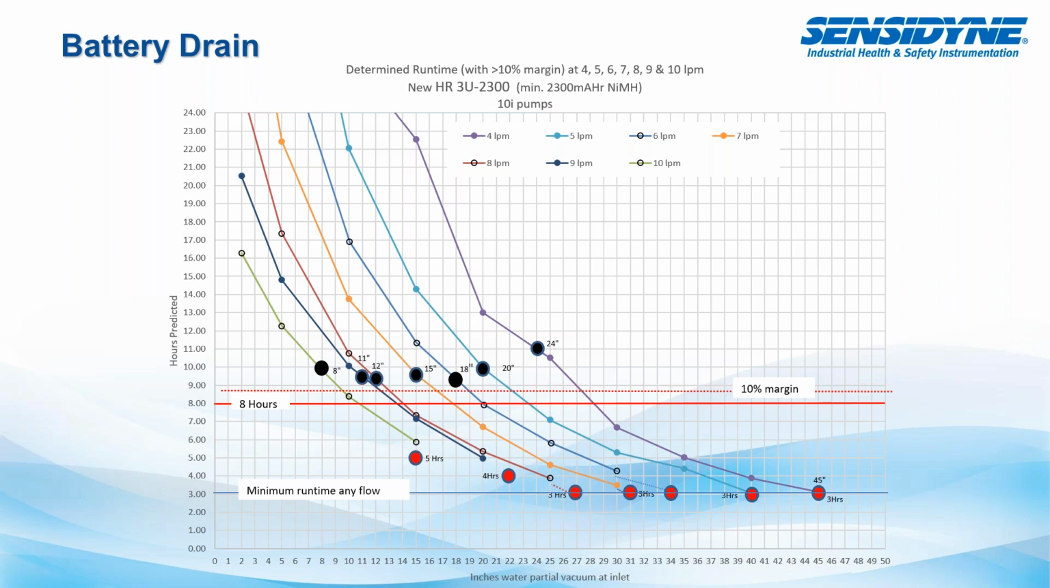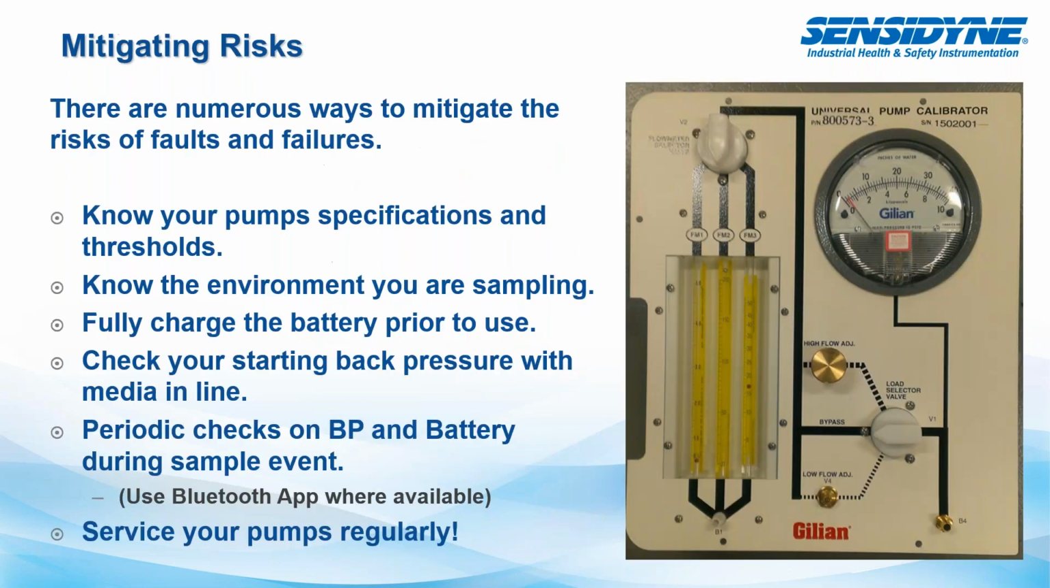What this also illustrates is that, as you increase that back pressure, which is what you're seeing on your x-axis going across, you're going to significantly decrease your runtime. So now I want to just get into a little bit more about how we mitigate some of these risks.